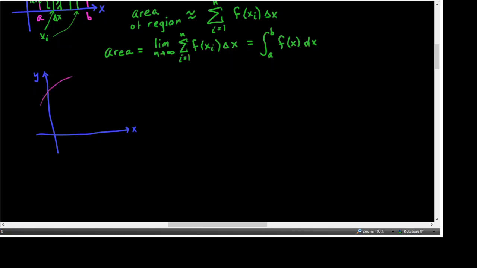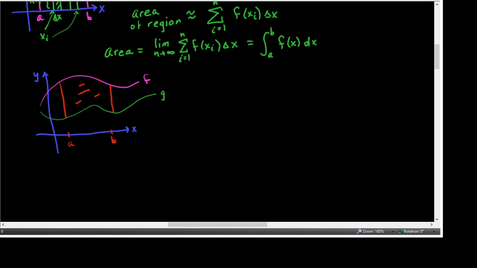So let's say that I had a function, let's say f of x. Looks like this. And then I had another function, let's say it looks like this. And I want to find the area between those two things from x equals a to x equals b. So if I draw a line segment where x is a and a line segment where x is b, then I'm trying to find that area. Okay? That's my goal.